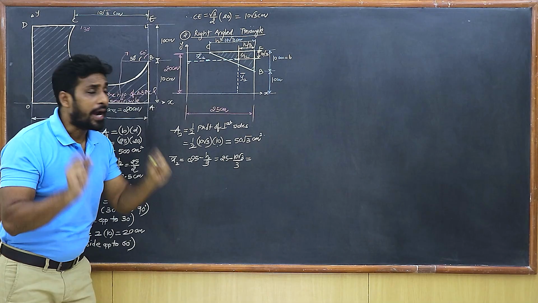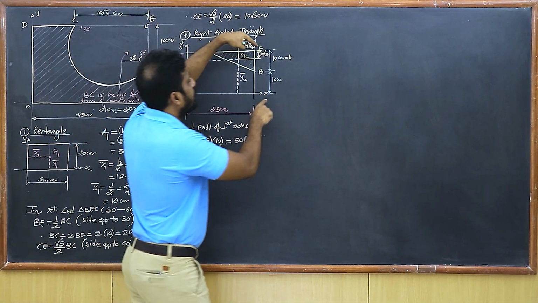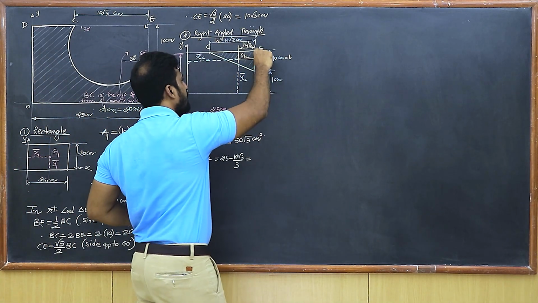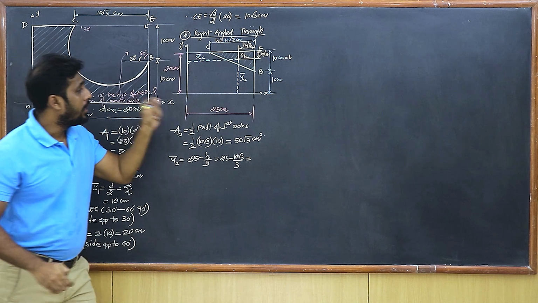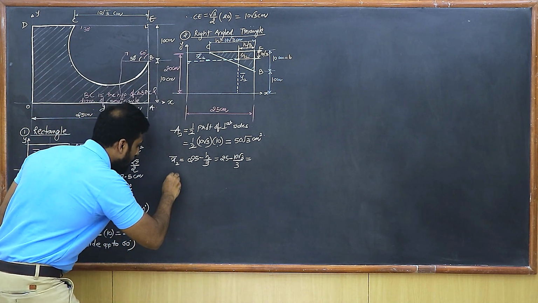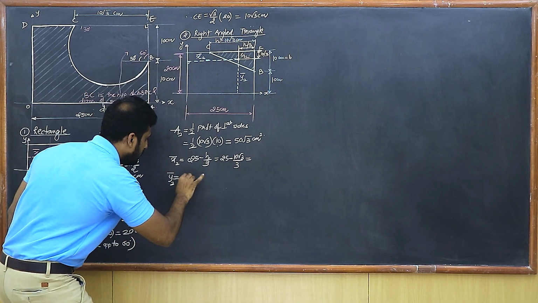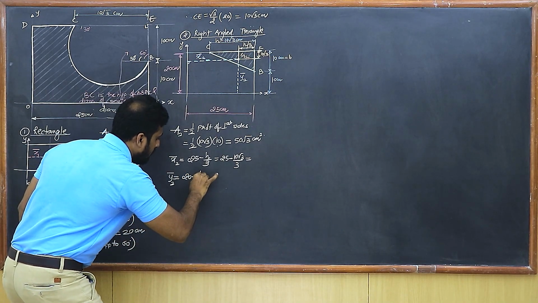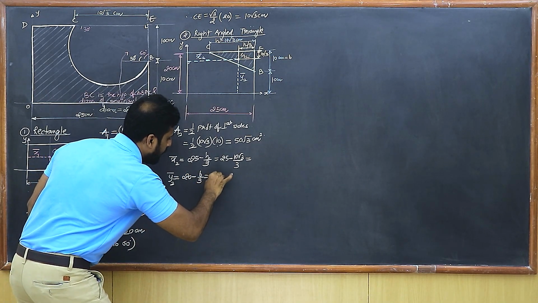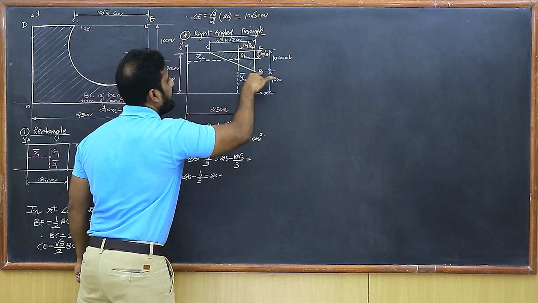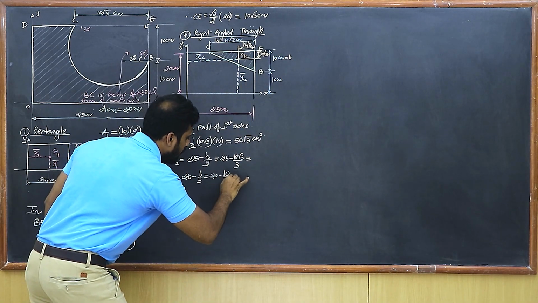So students, y2 bar is going to be this 20 centimeter minus b upon 3, isn't it? So let's write the value of y2 bar also. So y2 bar is going to be this entire 20 centimeters minus b upon 3. So that's 20 minus b is 10. So this is 10 upon 3.